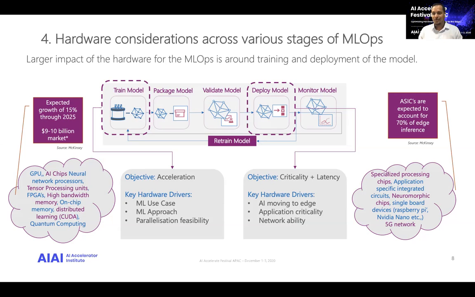And then also very, very important, right? What is the objective of the deployment, especially on the edge device? Criticality, that means it should not go wrong, correct? And latency, that means it needs to react in a split second, right?